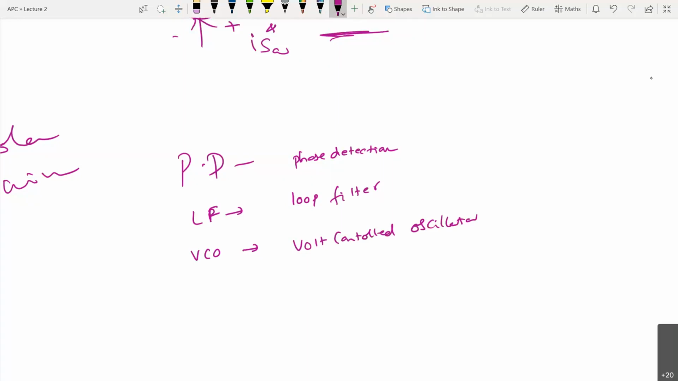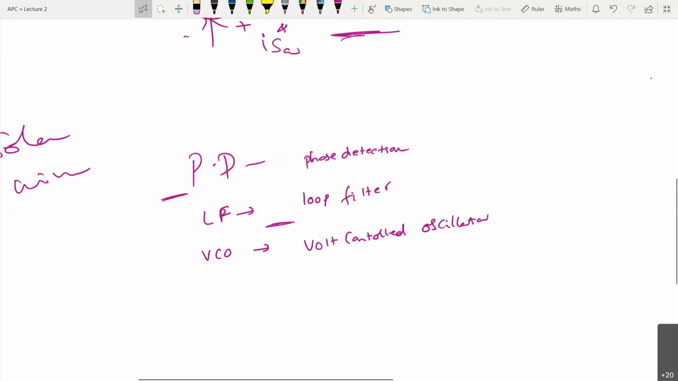The phase detection contains the information about theta. The loop filter operates in closed loop. The first one, the phase detector, generates a phase error signal, which contains the error between the real and estimated phases. That means the real phase angle theta and the theta dash, which is estimated by the phase lock loop.